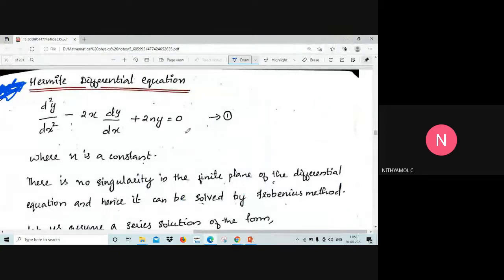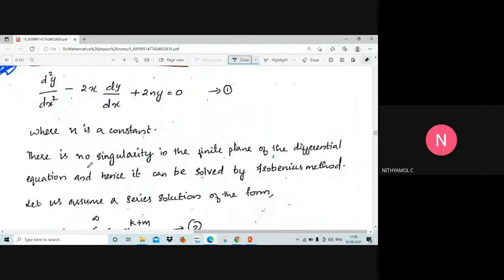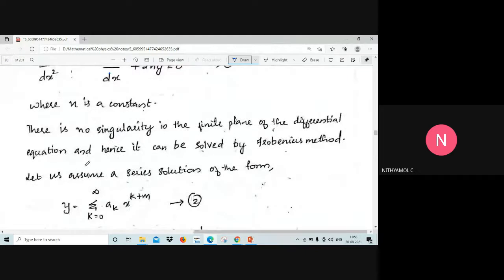Hermite differential equation. The Hermite differential equation has this form: d square y by dx square minus 2x dy by dx plus 2ny is equal to 0, where n is a constant. There is no singularity in the finite plane of the differential equation, and hence it can be solved by the Frobenius method. We already discussed the Frobenius method.